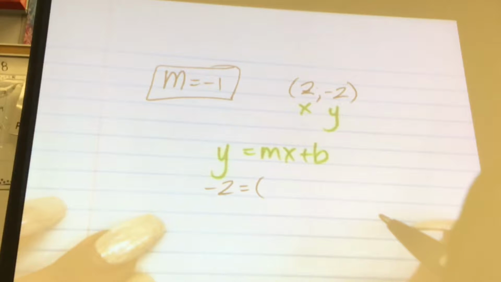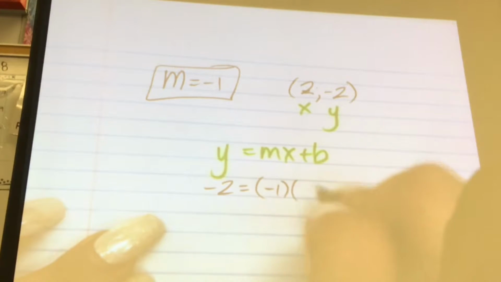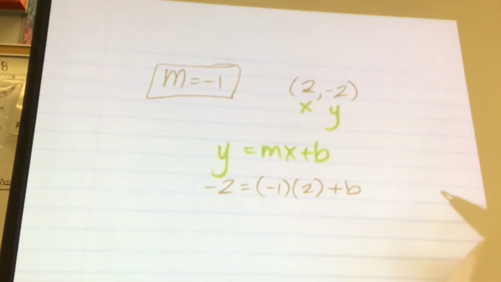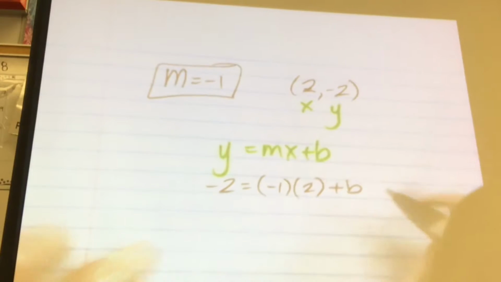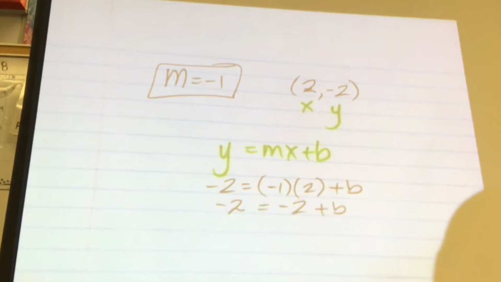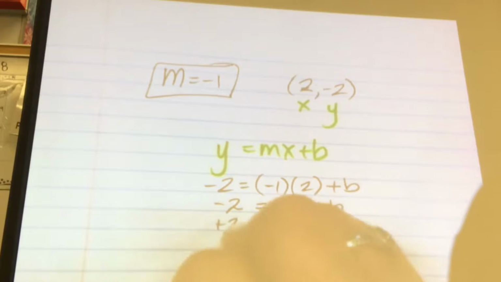Tell me what the m is. -1 times 2 plus b. Nicely done. So -2 plus b equals -2. Now what? You add 2 to both sides. Yep, we're going to add 2 and add 2.